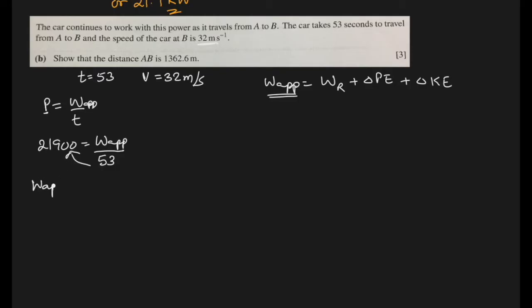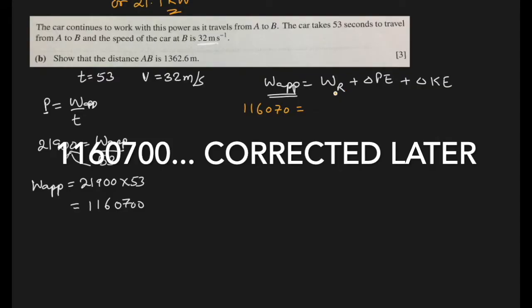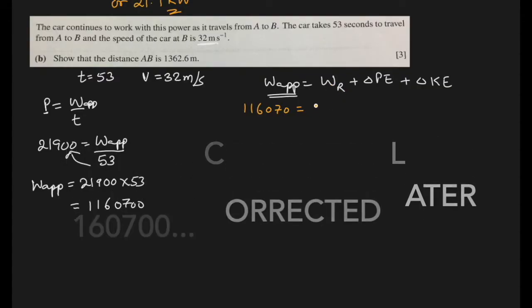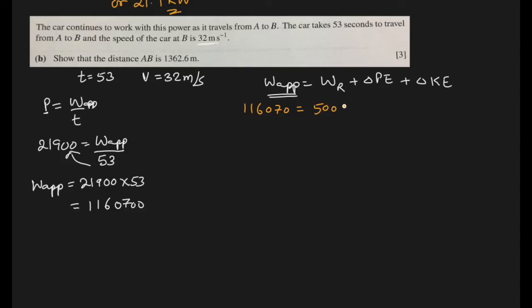So applied work is 21900 times 53, which will be 1,160,700. And that's what we're going to do here. 1,160,700 is applied work. Resistive work done by the resistive force will be, how much was the resistive force? 500 multiplied by distance. Let me remind you again, work is force multiplied by the distance traveled by the object. So force times distance.